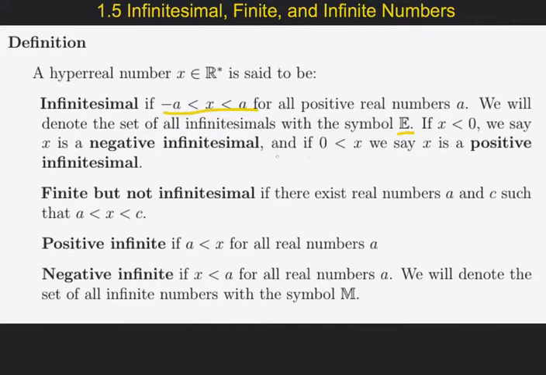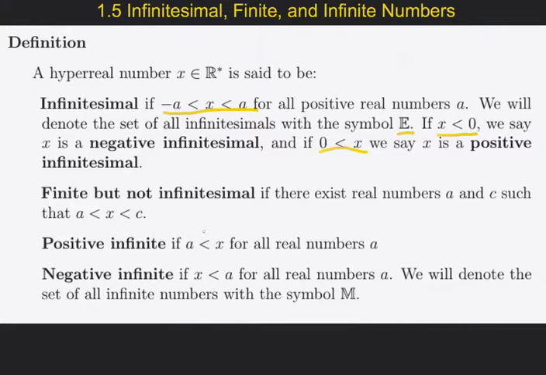Now, if we have an infinitesimal, we'll say it's negative if it's less than 0. That's what we would expect, and then it's a negative infinitesimal. If, on the other hand, it's bigger than 0, we'll say it's a positive infinitesimal.